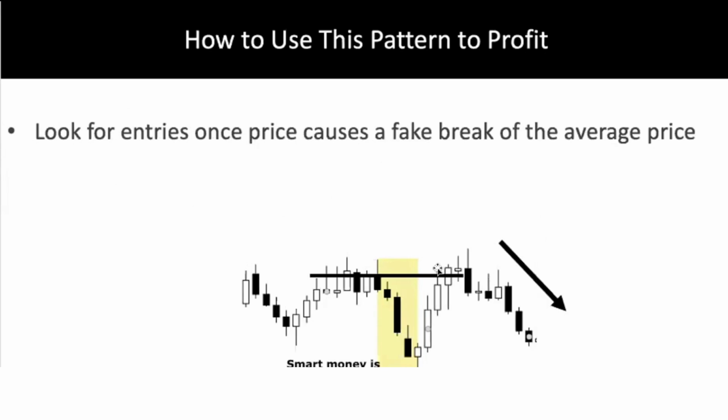So in this case, you can see that this is the average price. We kind of estimated it. You can see that this candle over here breaks above, then after it breaks below. Then look at what happened after it breaks below. It kind of retests here, tests, and then it starts plunging down. So this is how you use this pattern to profit.